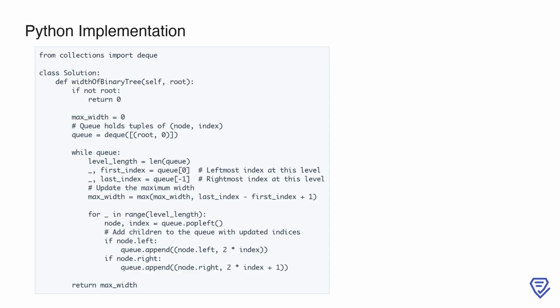This approach ensures that we compute the width using indices that simulate positions in a complete binary tree, even if the tree is sparse. The time complexity is O(n), where n is the number of nodes in the tree, as each node is processed exactly once. The space complexity is O(w), where w is the maximum width of the tree, due to the queue storage.